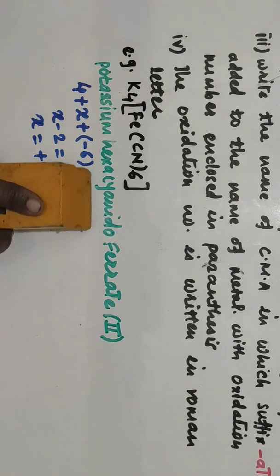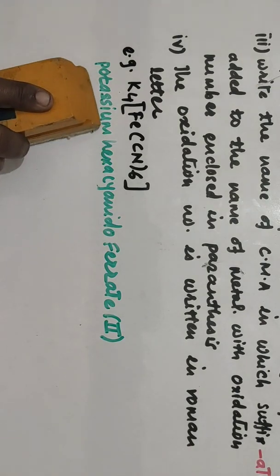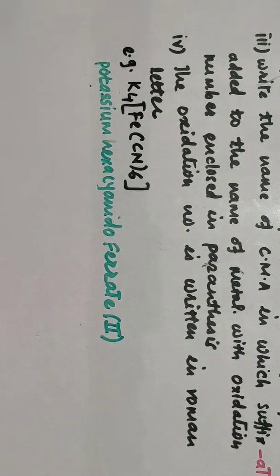So the name of K4[Fe(CN)6] is potassium hexacyanidoferrate(II).